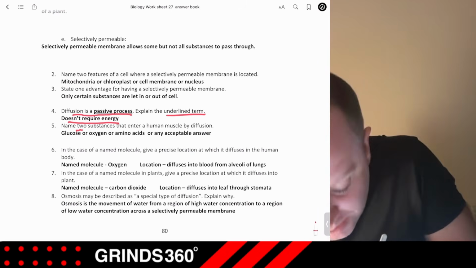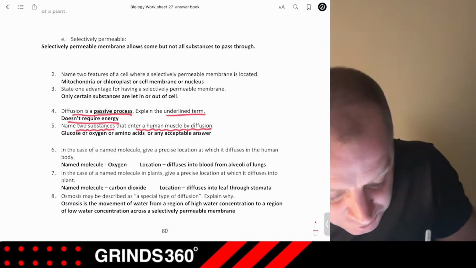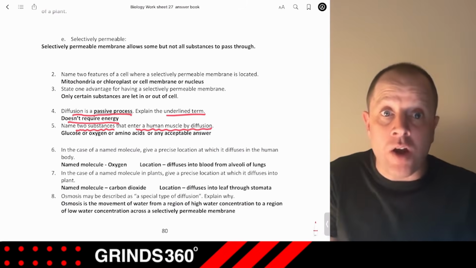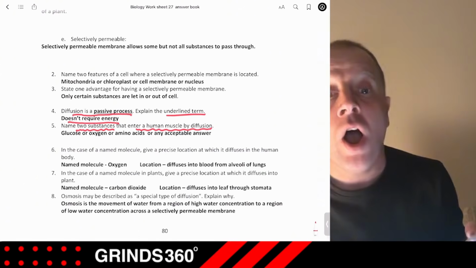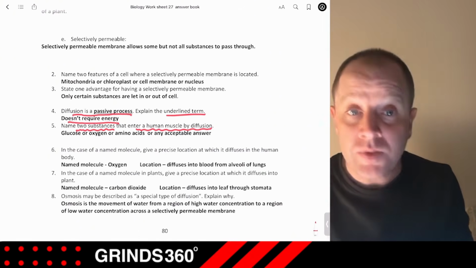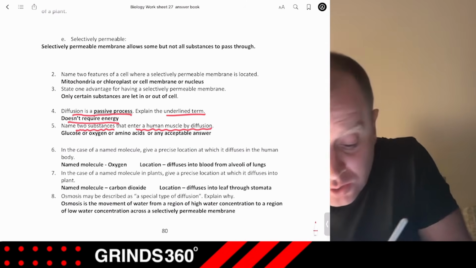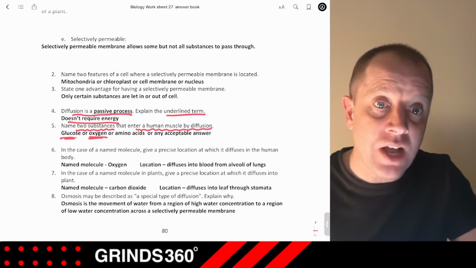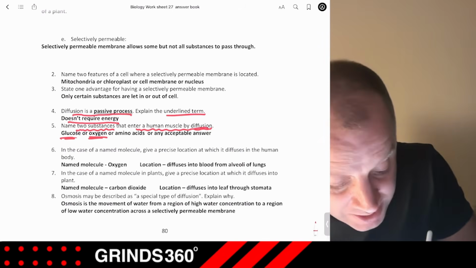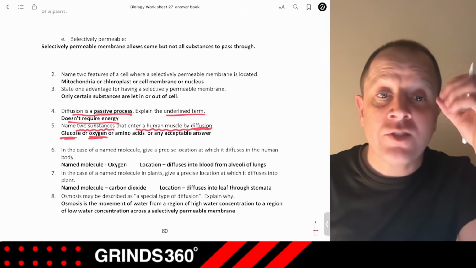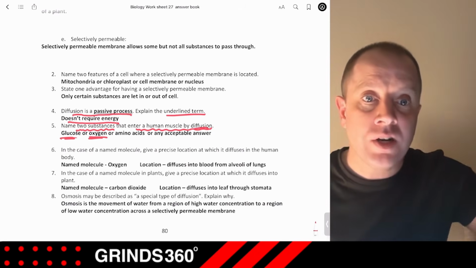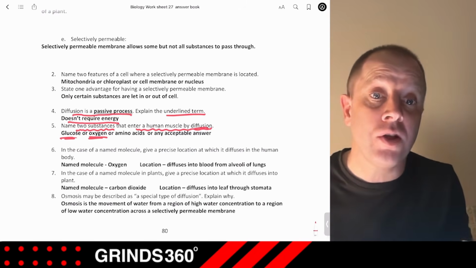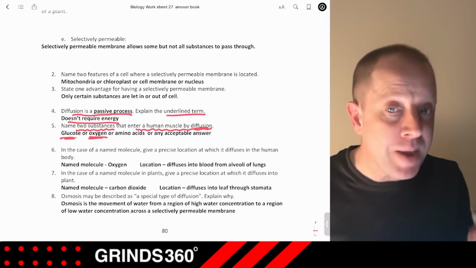Now, name 2 substances that enter your muscles by diffusion. Well, we know our muscle cells require oxygen and glucose for respiration. So how do glucose and oxygen pass from your blood into your cell? By diffusion. Right now, glucose is going from an area of higher concentration in your blood to an area of low concentration in your cell. Right now, oxygen is going from an area of higher concentration in your blood to an area of lower concentration in your cell by diffusion.